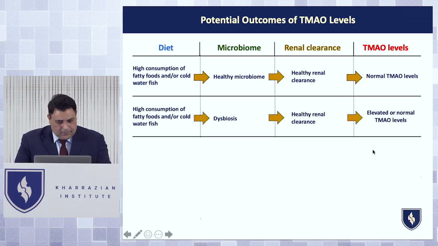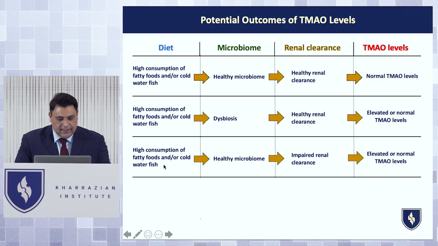Okay, here's another scenario. High consumption of fatty foods and fish, high choline foods, and dysbiosis. They have healthy renal clearance, and they may have elevated or normal TMAO levels based on how quickly they can clear it, even though they have the bacterial species in particular that are causing these shifts. Here's another scenario. High consumption of fatty foods and or cold water fish, healthy microbiome, but impaired renal clearance. So they may have elevated levels really because of impaired renal clearance.